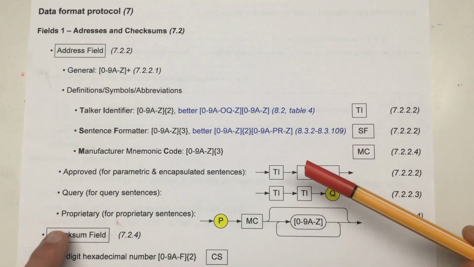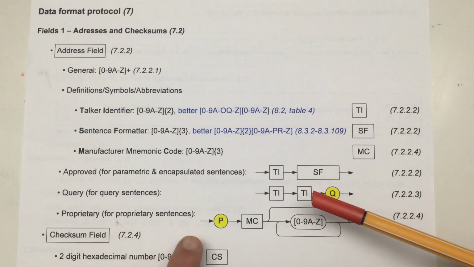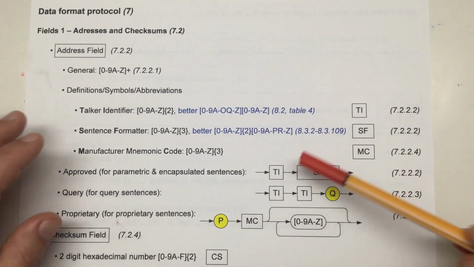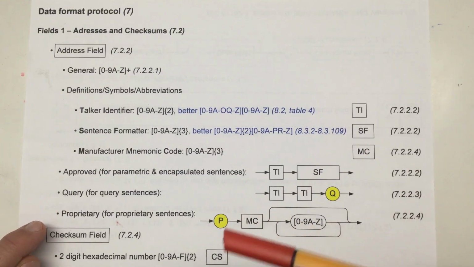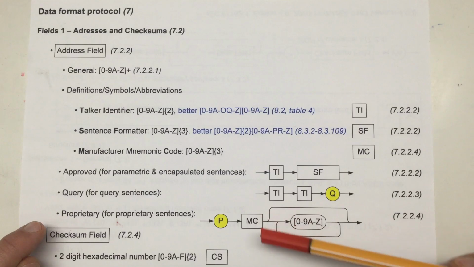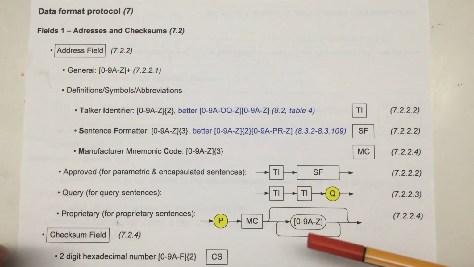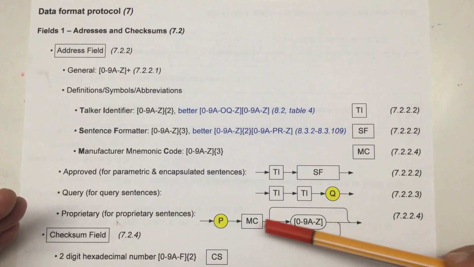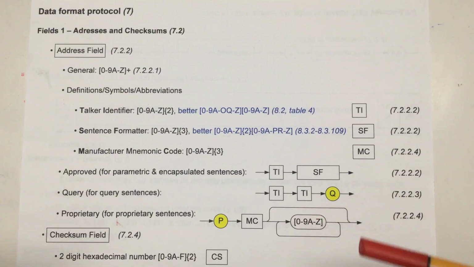Finally, we have the proprietary address fields, which are of course for proprietary sentences, which are, according to the wording of the standard, not approved sentences. Anyway, they always start with a P, and that's followed by the 3-character manufacturer mnemonic code, and then the manufacturer is free to add 0 or more characters, 0 to 9 and uppercase A to Z behind that.